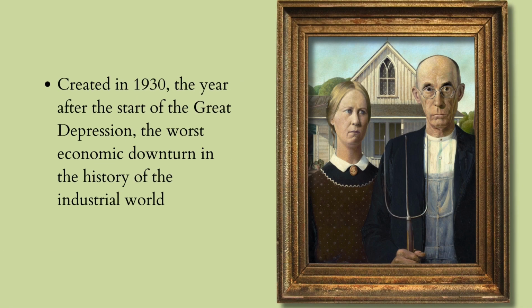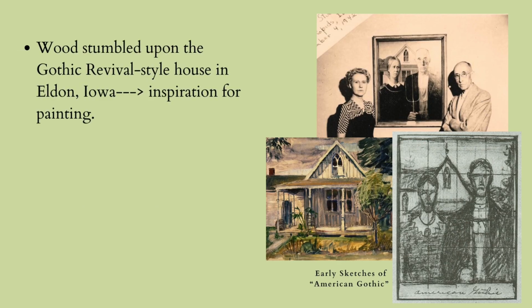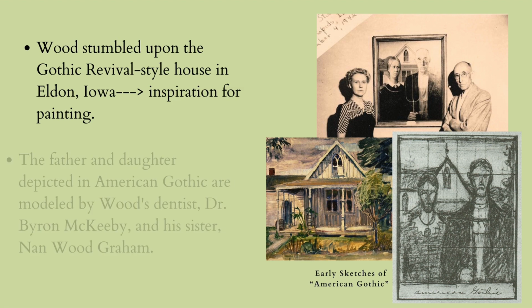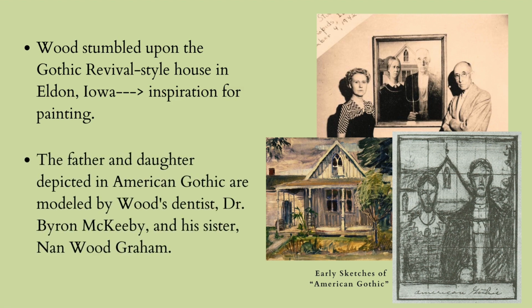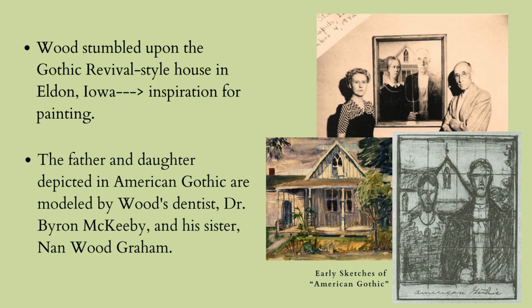Background. The American Gothic was created in 1930, the year after the start of the Great Depression, the worst economic downturn in the history of the industrial world. Grant Wood was inspired to create American Gothic when he passed by a Gothic-style house in Eldon, Iowa. Wood recruited his dentist, Dr. Byron McKeeby, and his sister, Nan Wood Graham, to model as the father and daughter subjects in his painting.